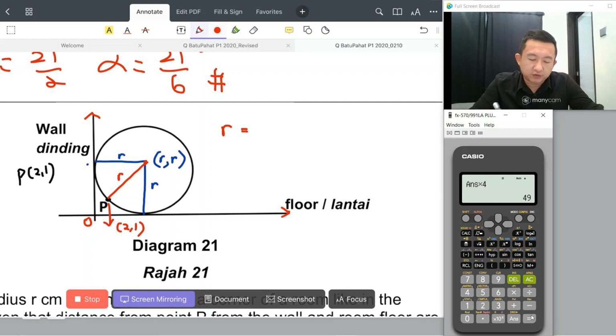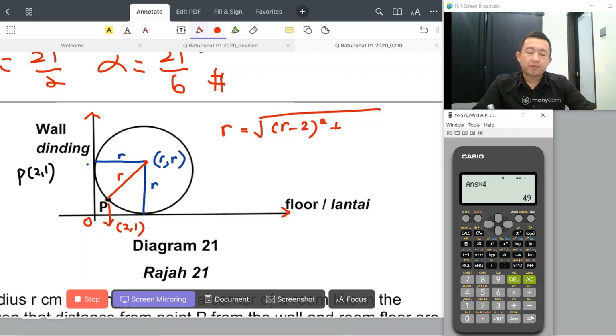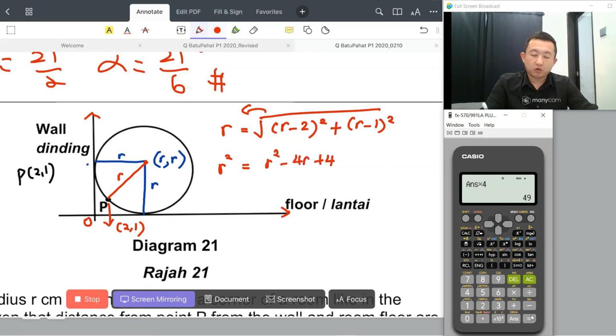Distance r equals square root of (x1 minus x2) squared, remember. So x1 is, for example, r, so r minus 2, squared, plus (y1 minus y2) squared, so (r minus 1) squared. Distance formula, is it okay? And then the square root moves to the other side. r squared equals, expand it: r squared minus 4r plus 4 plus r squared minus 2r plus 1. Okay, and then you simplify it. Move here and there, you have r squared minus 6r plus 5 equals 0.